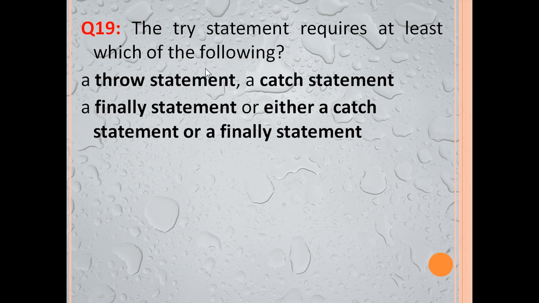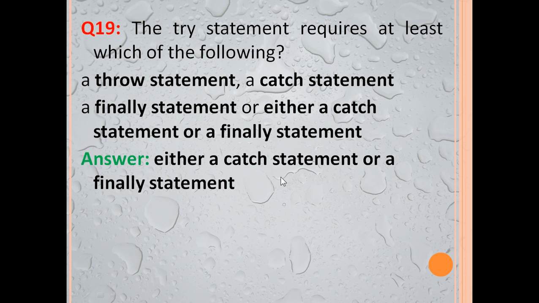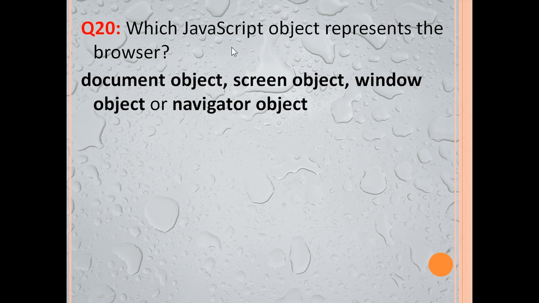The try statement requires at least which one of the following: a throw statement, a catch statement, a finally statement, or either a catch statement or a finally statement? Either a catch statement or a finally statement. Which JavaScript object represents the browser? Document object, screen object, window object, or navigator object? The answer is the navigator object. The navigator object has properties like appName, meaning browser name, and appVersion, meaning browser version.